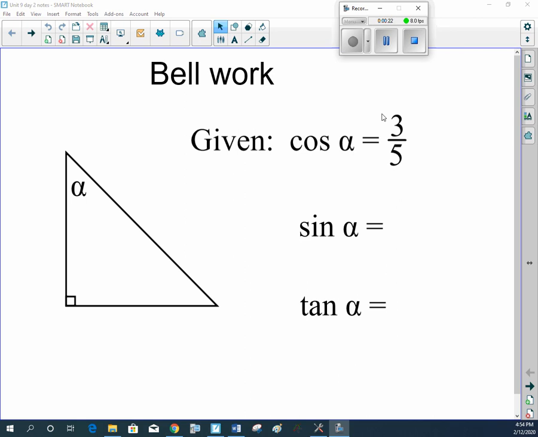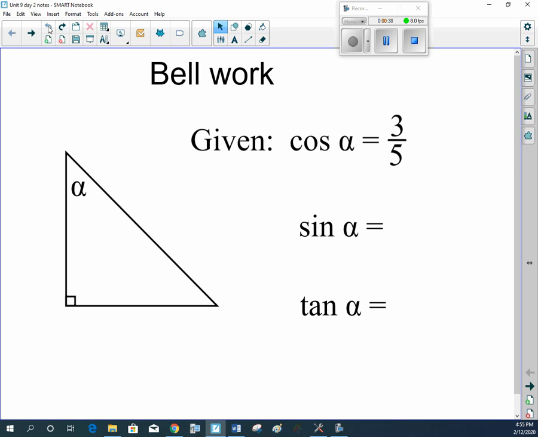So this symbol right here is the alpha symbol. It's just another Greek letter. It's kind of like theta. We could put theta in there, we could put alpha, you could put a letter. It's just something that represents the angle measure.